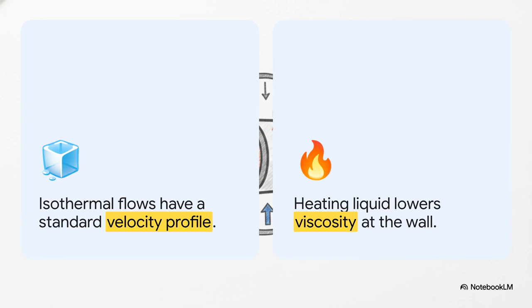Imagine you're heating a liquid. The liquid right next to that hot wall gets less viscous and actually flows faster than the cooler, thicker liquid in the center. This totally distorts the standard velocity profile. Because of this, we're forced to use specialized corrections, like the Sieder-Tate relation, which explicitly compares the fluid's viscosity at the bulk temperature to its viscosity right at the wall. It's a literal game changer for accuracy.